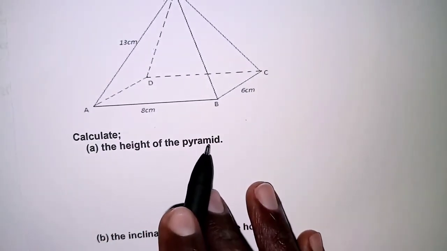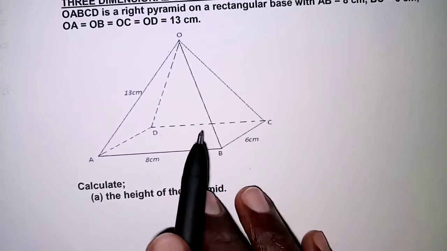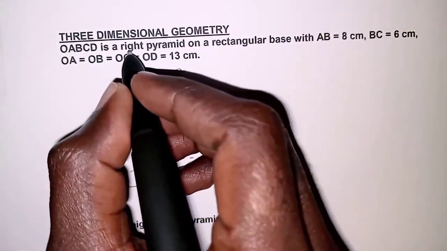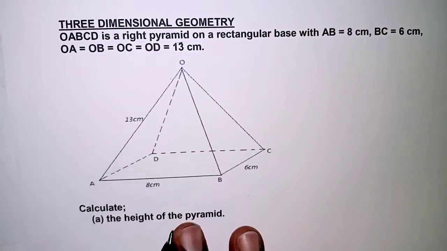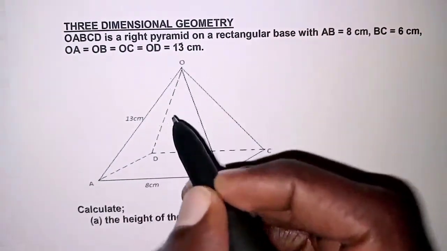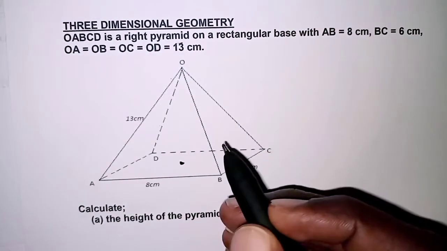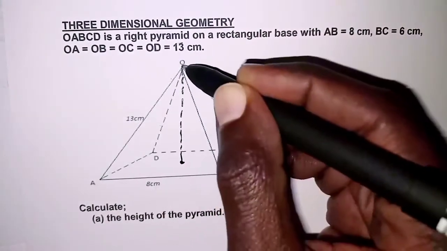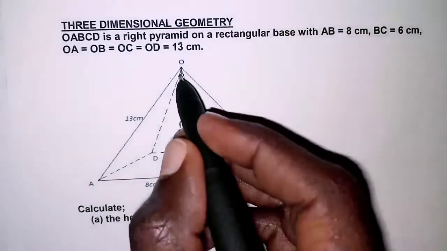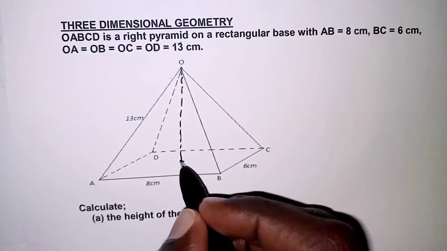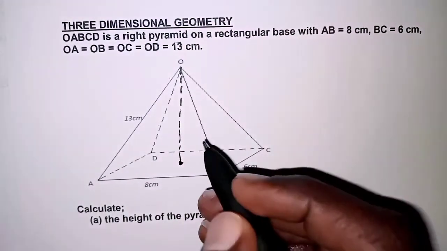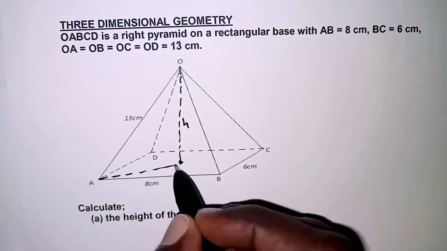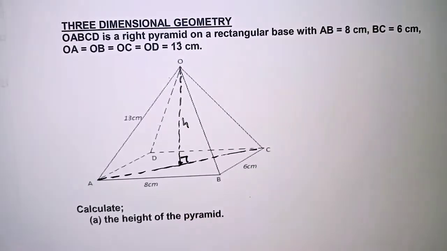So right to the first part, we are to determine the height of the pyramid. In the question we are told that the pyramid is a right pyramid, so that simply means that the apex is vertically above the center of the base. So if we drop a line from the apex to the base, then the line meets the base at the center of the base, and that line is the height of the pyramid. And again, remember, the height meets the base at 90.